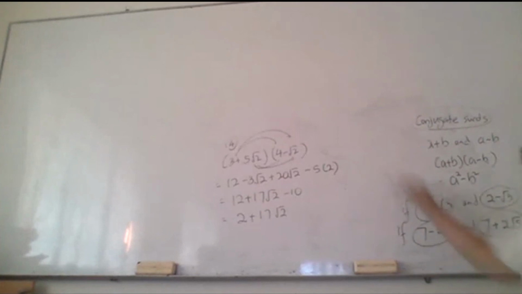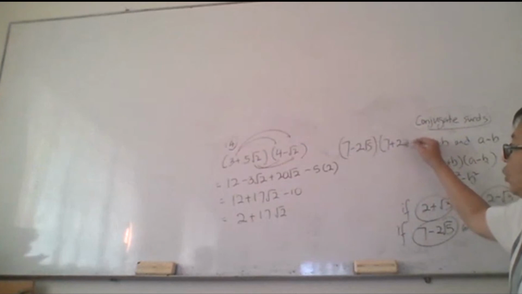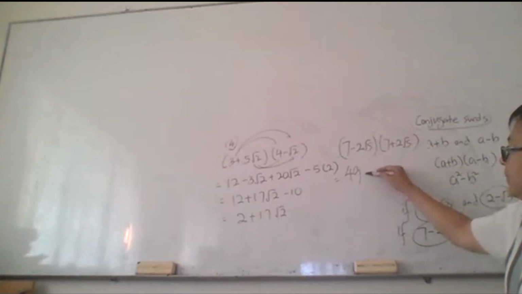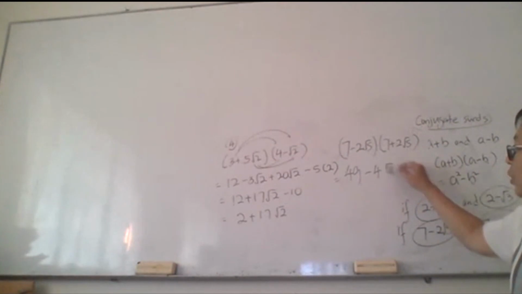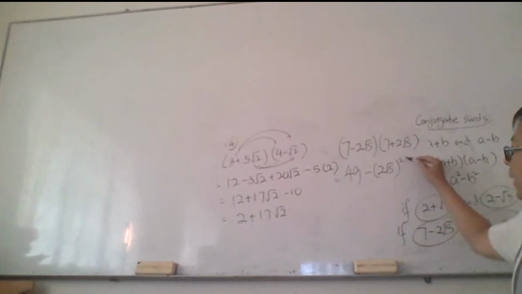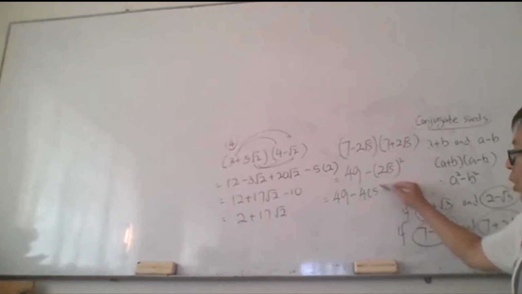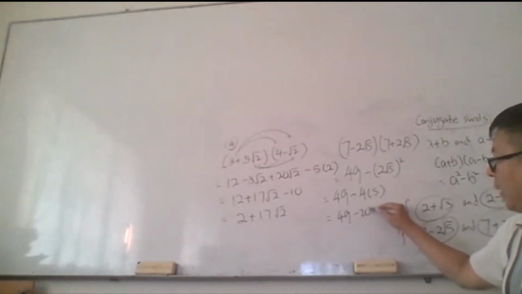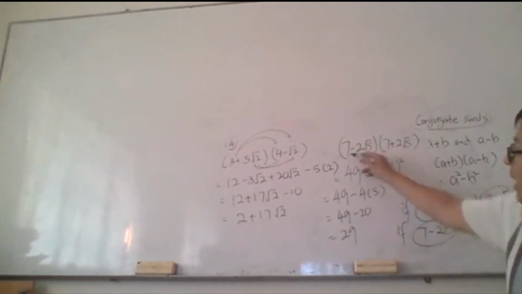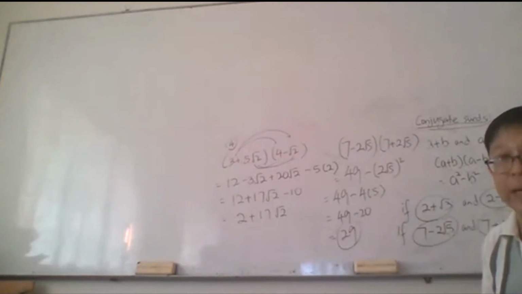So another one, 7 minus 2 square root 5 times 7 plus 2 square root 5. So 7 squared is 49. Plus and minus 2 square root 5, maybe here I put 2 square root 5 in brackets squared. Will be 49 minus 4 times 5, the square root is no more. So it will be 49 minus 20. So you come to what? You come to 29. So when we multiply two conjugate surds, ultimately it will give you a number.